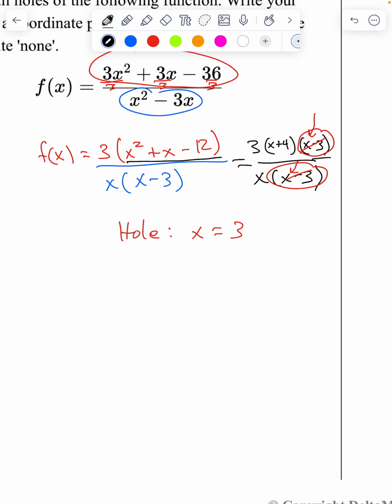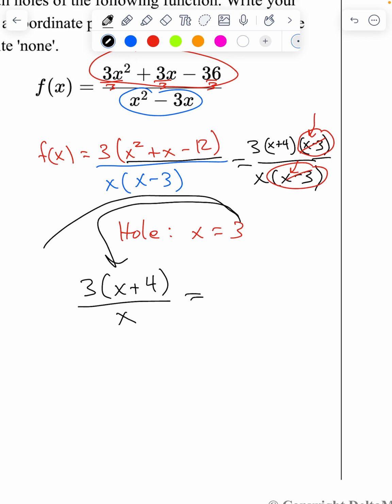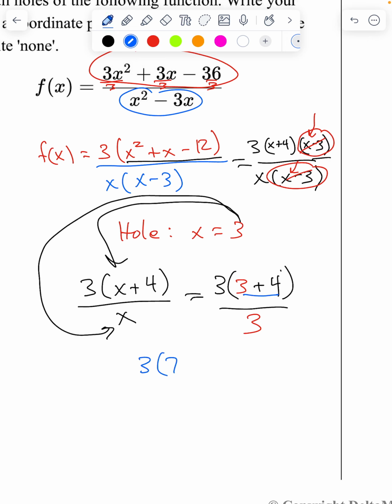So what's left after I cancel it out is 3, and then x plus 4, and then x on the bottom. So everywhere I see an x, I'm going to replace it with the number 3. So if I do that, I get 3 times (3 plus 4) over 3. So 3 plus 4, that's 7. So 3 times 7 over 3 is 21 over 3, or just 7. Could have just canceled that out too and just said 7.